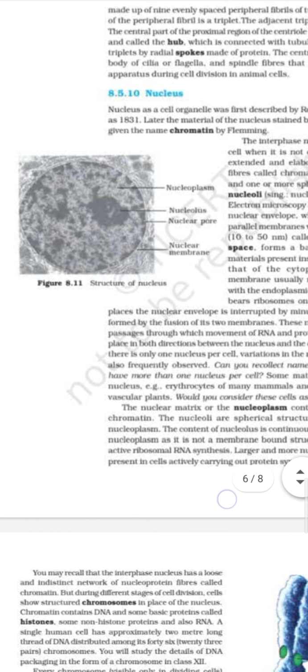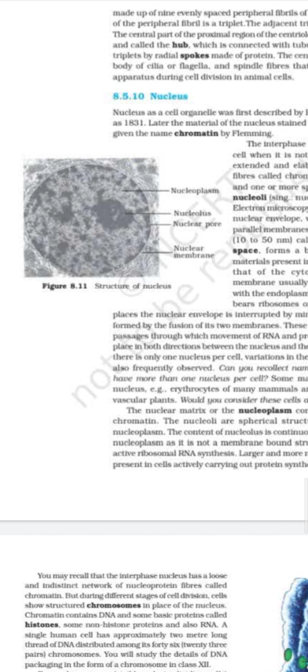Here the diagram is being shown. You can see the nucleoplasm, the nucleolus, the pores of the nucleus and the nuclear membrane as well. What will the membrane do? Your house has a roof. Exactly whatever the roof does for your house, that is the work of the nuclear membrane over here.